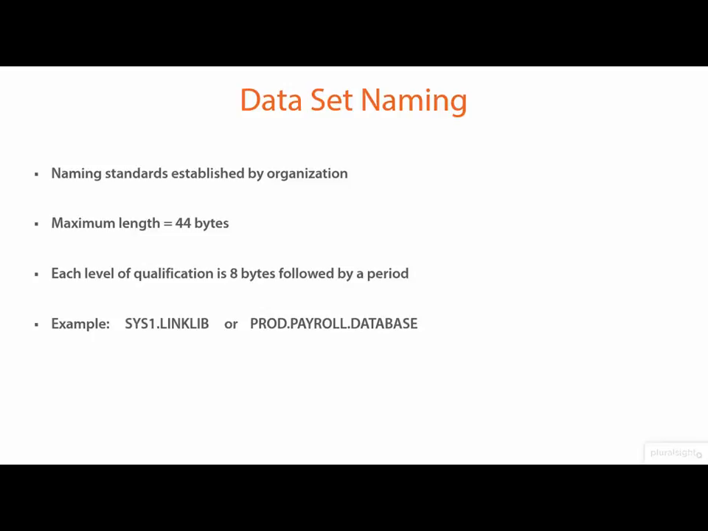In this example, we can see how such dataset names would be coded, so that sys1 and prod are both high-level qualifiers for the datasets being defined, resulting in sys1.linklib and prod.payroll.database.